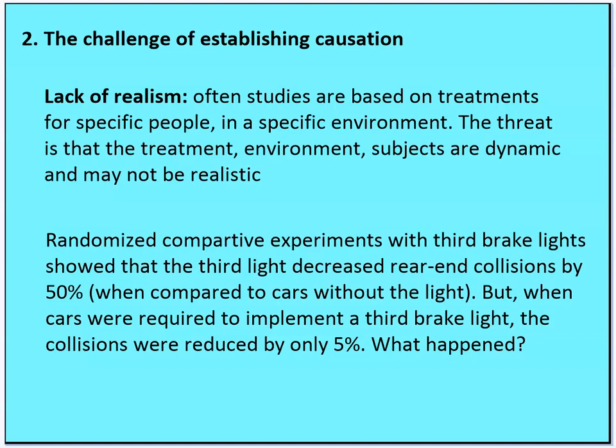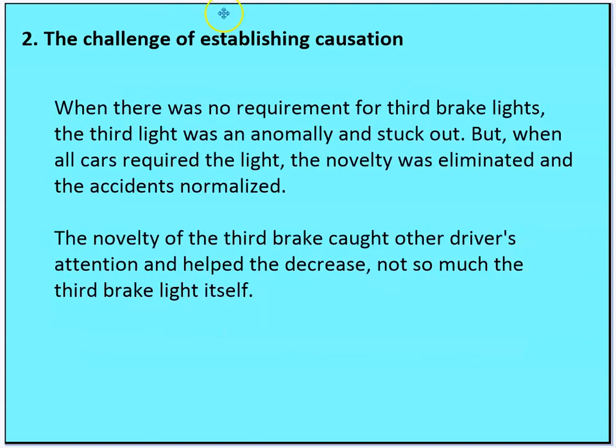So what happened? Was it the brake light that caused the reduction in rear-end collisions, or was it something else? And here we see that it was something else. There was some effect, but it wasn't as substantial as was originally thought. When there was no requirement for third brake lights, the third light was an anomaly and it stuck out. But when all cars require the light, the novelty was eliminated, and then the accidents normalized. So the novelty of the third brake light caught other drivers' attention and helped the initial decrease, but not really the third brake light itself.